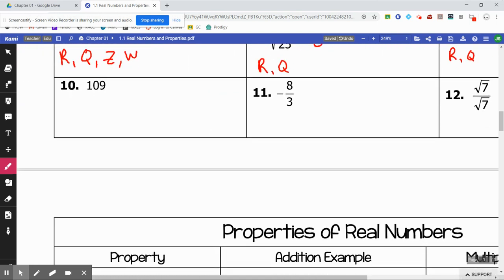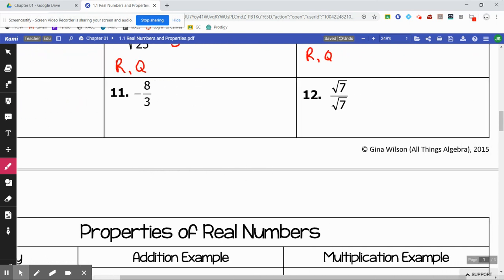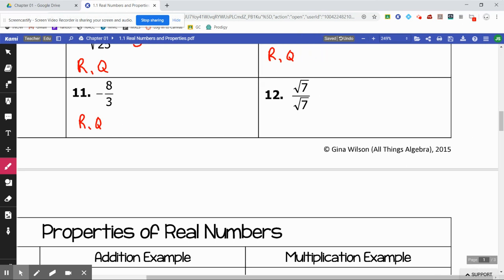109 is real, rational. It is an integer. It's a whole number because it starts at 0 and all the wholes, and it is also a counting number. So it is a natural number as well. -8/3 is real and rational. And since it's a fraction, it's nothing else because the integers, wholes, and naturals have no fractional parts. Anything divided by itself is 1. So therefore, this would be real, rational. It is an integer. It is a whole number, and it is also a natural number.